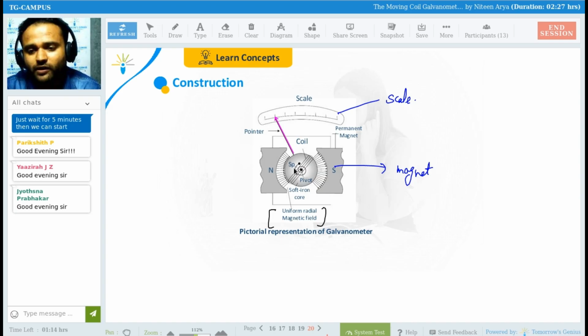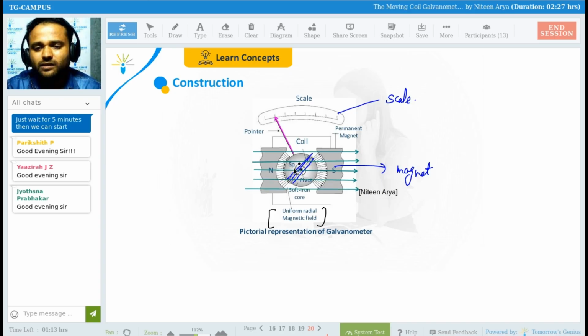Because it is somehow the same thing. These are your current carrying coils, situated in a uniform magnetic field. Uniform magnetic field, what does it mean, beta? From north to south. If I draw it this way, obviously these are not representing it exactly like this, but for a uniform magnetic field, you can draw this.